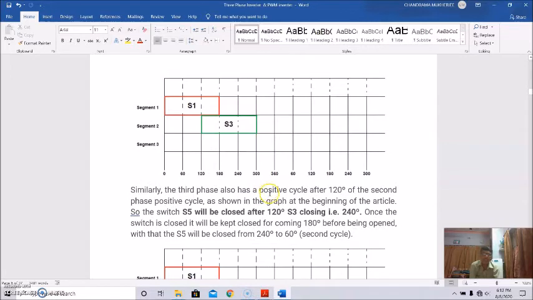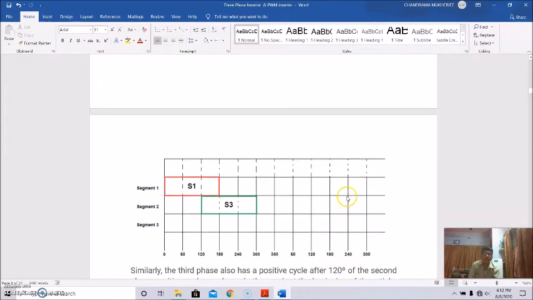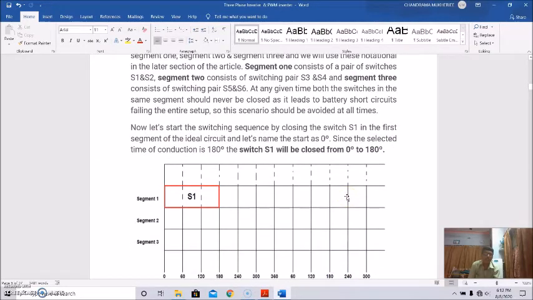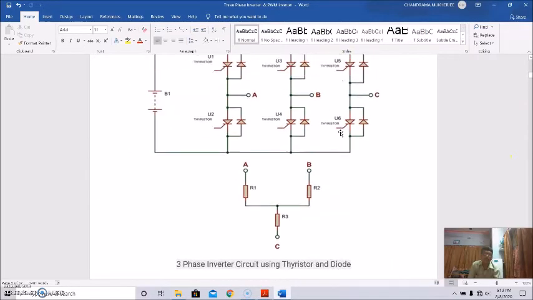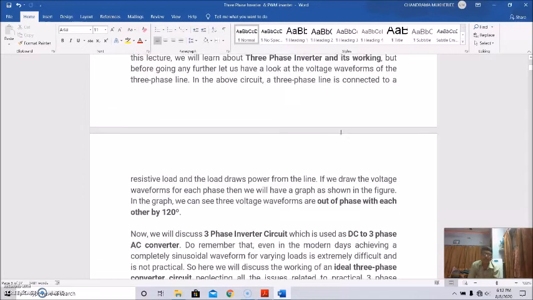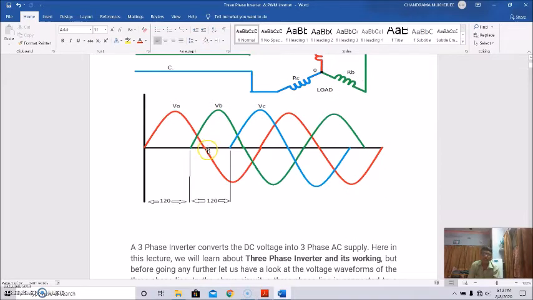Similarly, the third phase also has a positive cycle after 120 degree. So after 120 degree of the second phase, the third phase also has a positive cycle. So that is shown in the graph. If you go to the three-phase voltage diagram here, it will be clear. This is actually 120 degree phase difference.